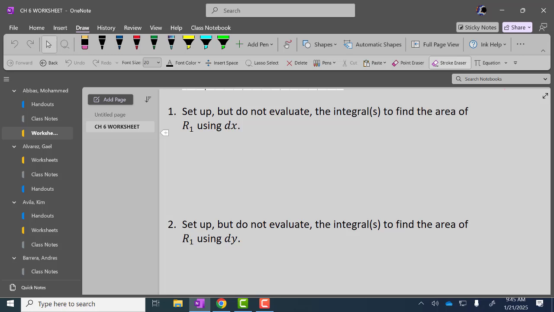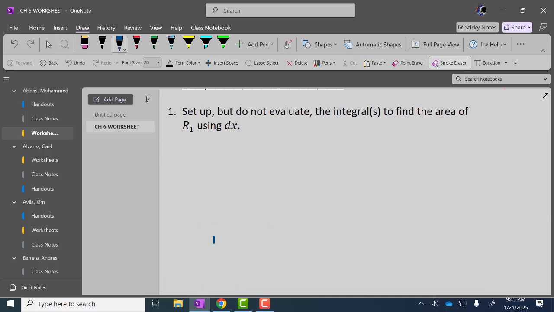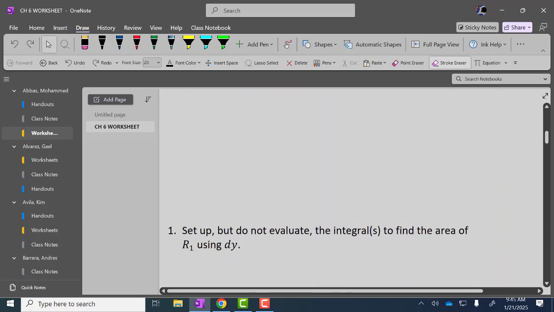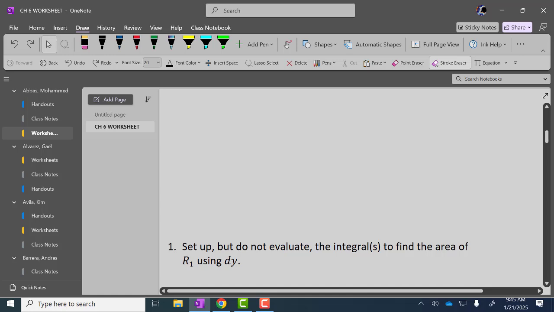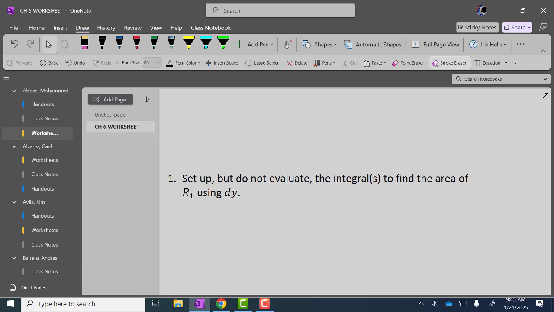So in OneNote, if I wanted to add space, there's this insert space thing here, I can add space. But if you have ink in there, it's not going to be attached to the background. So you can either increase or decrease space with that insert space thing. So you just have to be a little careful if you use ink.